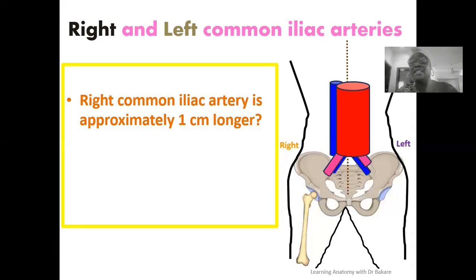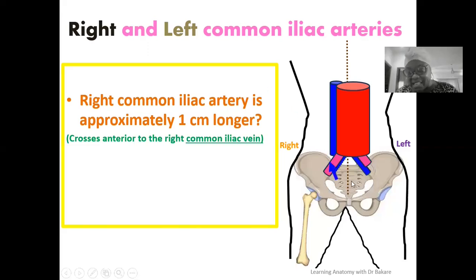And this is attributed to the fact that the abdominal aorta and the inferior vena cava are positioned along different planes. So if you look at the right side, you see that the right common iliac artery is seen to cross anteriorly over the right common iliac vein. This is the right common iliac vein here, arrowed in blue. And if you look at the right common iliac artery on top here, you see that it is seen to cross anteriorly over the right common iliac vein. So this is the kind of presentation that is exhibited on the right side.